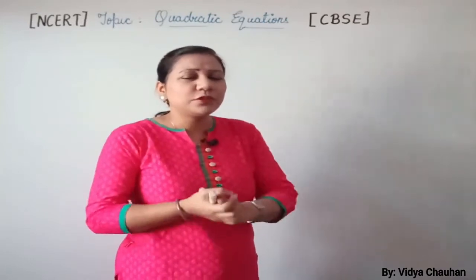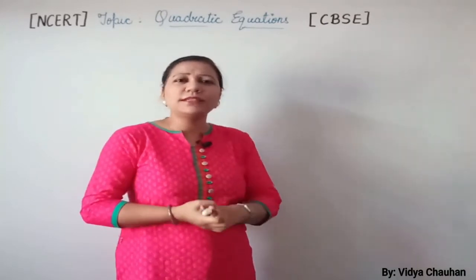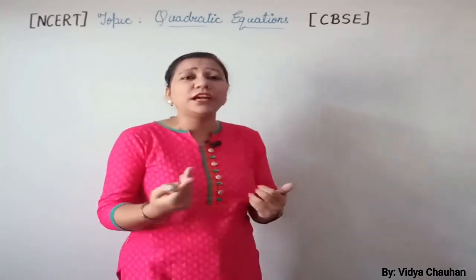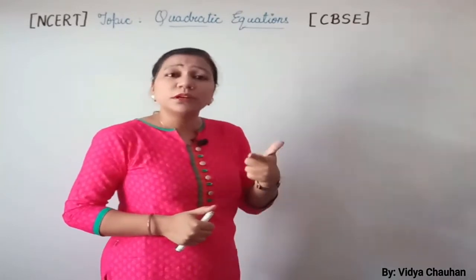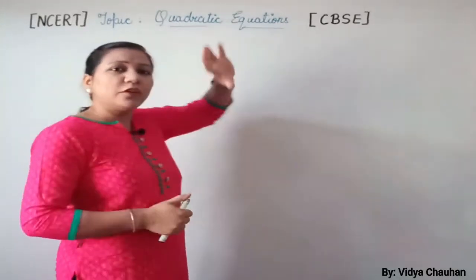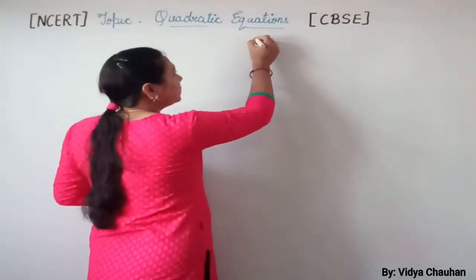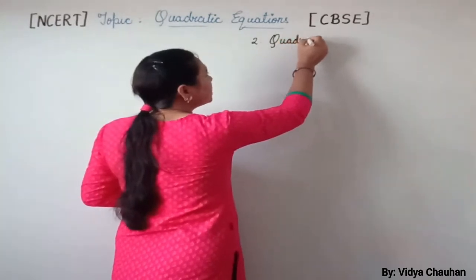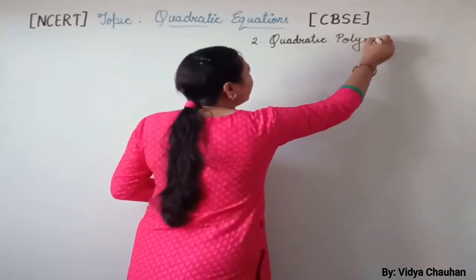So students, you must have studied the polynomials chapter in class 10th, which is your second chapter, in which you have studied about different types of polynomials. The first one was linear polynomial, the second one was quadratic polynomial. So the very first word of this chapter, quadratic, comes from that only, quadratic polynomial. So we have taken the first word from chapter 2, which is polynomials, and the first word was quadratic.